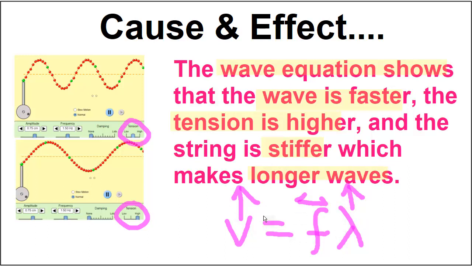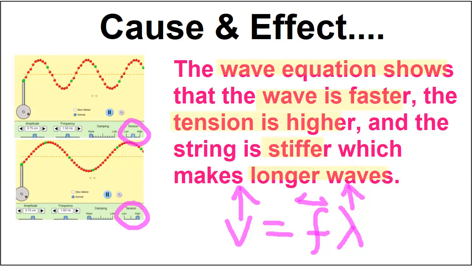So the wave equation is correct in here, right? Because the wavelength got longer, just like this says, and you know it's going to be speeding up, but you just threw it all together in a big pile. And then they started off by saying the wave equation shows. The wave equation doesn't show all of this. The wave equation shows some of it, but not all of this, right?